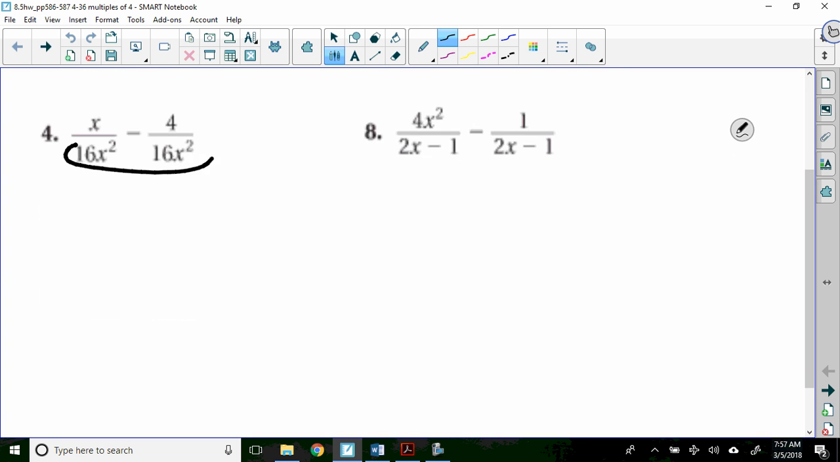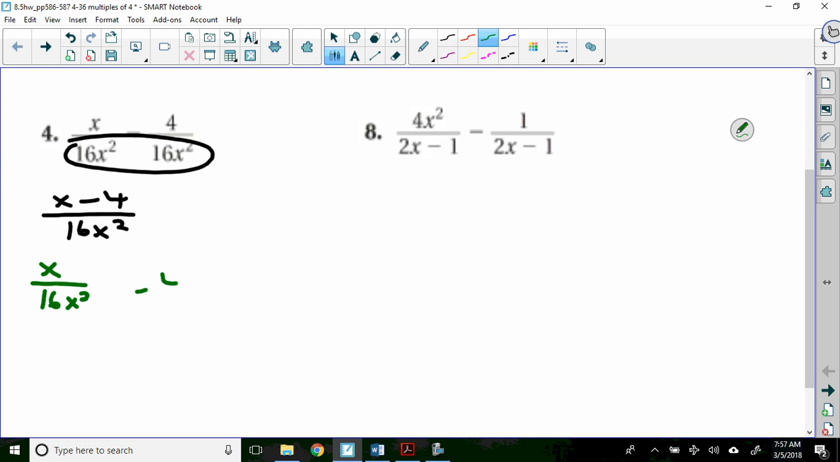The denominators are the same, so the numerators can simply be subtracted. We get x minus 4 over 16x squared, and that's it. That's all there is to do on number 4. There's nothing else that can be done. If, and this is a big if, you split it up into x over 16x squared minus 4 over 16x squared, you're right back where you started. So there's really nothing else to do on number 4.